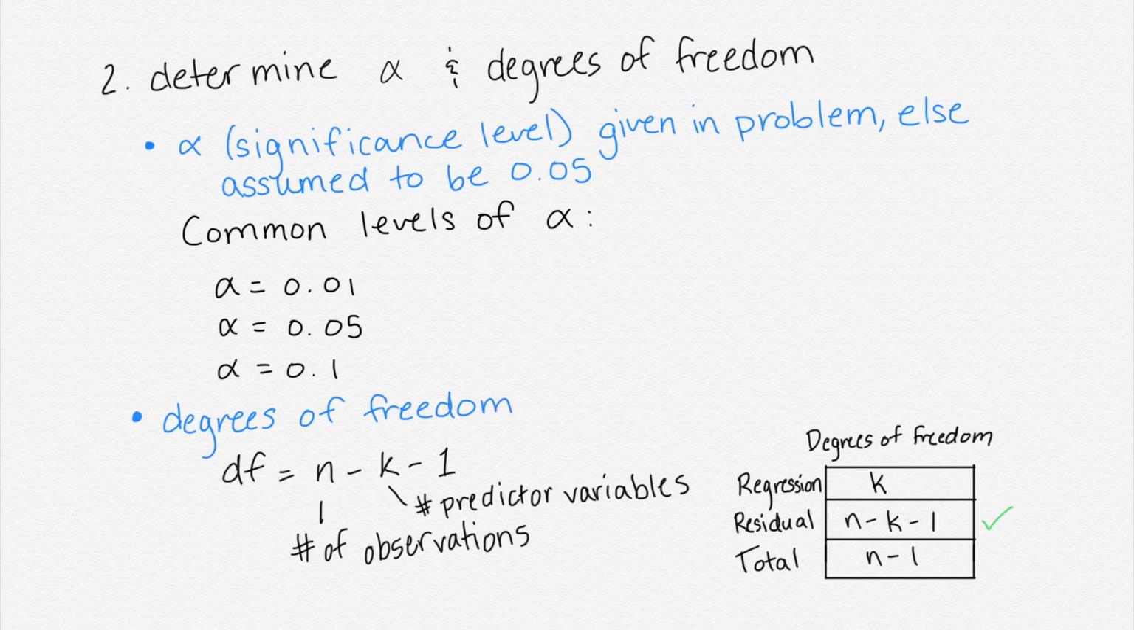Just to give you a bit more information on alpha, this significance level is basically the error that we'll tolerate in potentially rejecting the null hypothesis when it is actually true. So if alpha is 0.05, what that means is that we have a 5% risk of rejecting the null hypothesis when it is actually true.